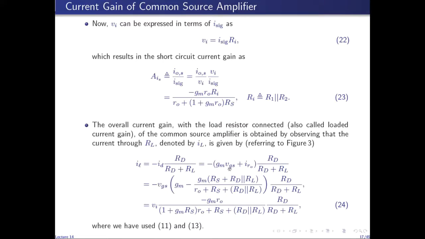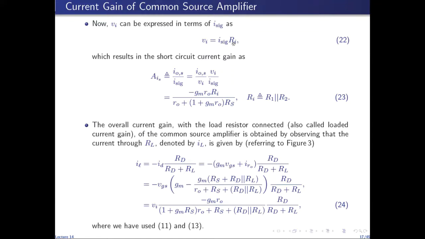ID is again GM VGS plus IR naught. We use the full expression for IR naught now because we are referring to the complete AC circuit now. We are finding the load current by connecting the load resistor back in. So we use the full expression for IR naught, we simplify, and then we use the full expression for VGS and simplify, and we get this term. So we relate the load current with VI through this term.